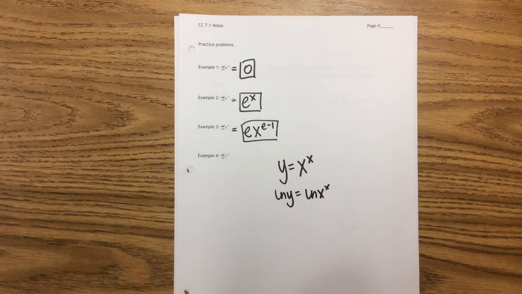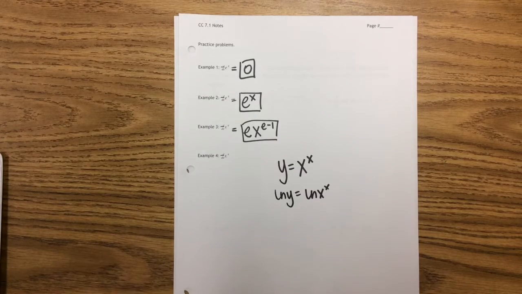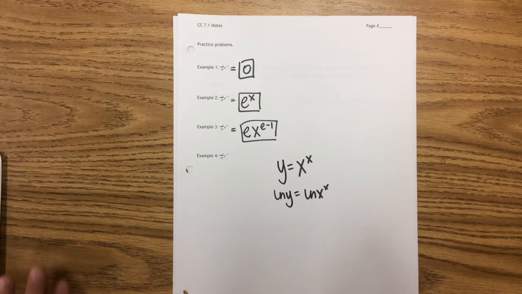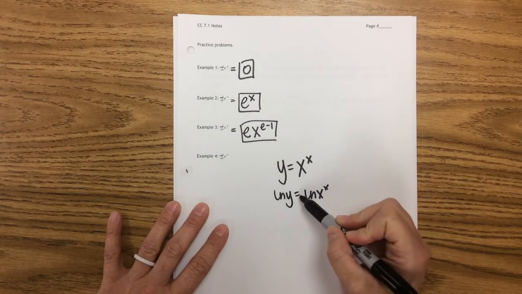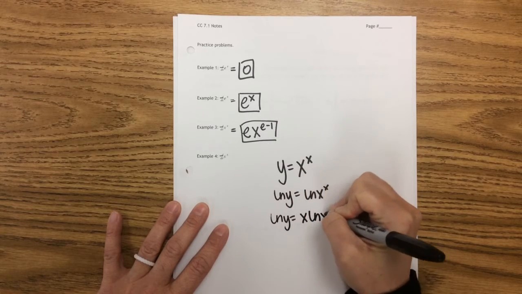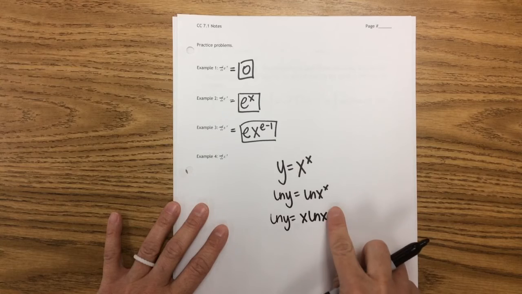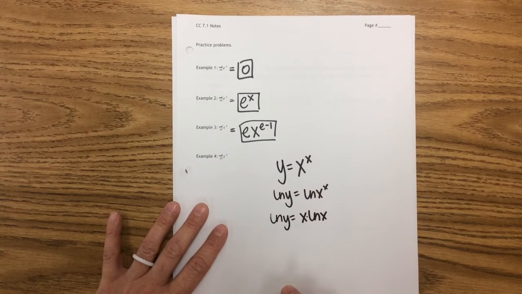And the reason I think that having a natural log in the problem will work is then I can use the log rule or the log properties in order to bring this x down in front. So now I don't have an exponential function anymore. Now I just have a product.